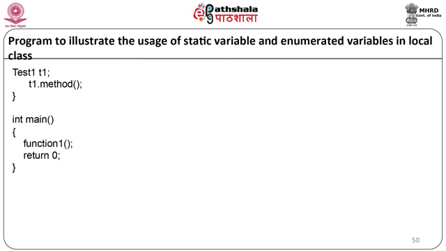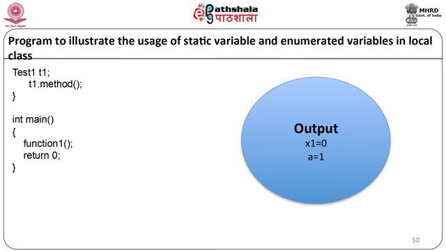Now when we call function1, it will declare the object of class test1 and it will give the call to t1.method. So in t1.method, it will display the value of x1 as 0 and it will display the value of a as 1. So when the above code is compiled and executed, it will produce the result as x1 equal to 0, a equal to 1.